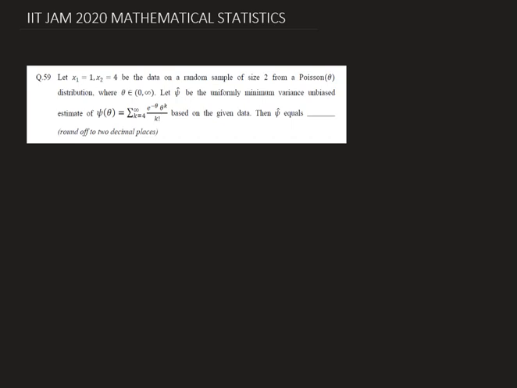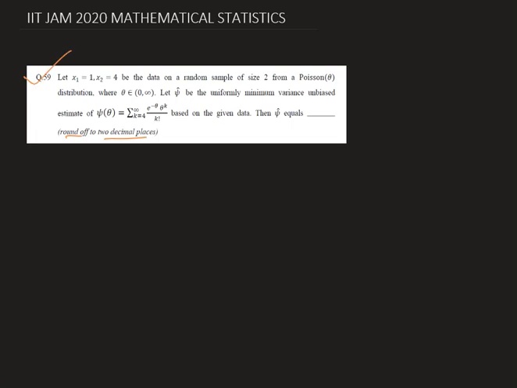Hello, today we are going to solve question number 59 from IIT JAM 2020 Mathematical Statistics. This is a question from the numerical answer type questions. In this type of question, we need to evaluate a numerical answer, and by the question, we need to round off to two decimal places. So let's see what is in this question.